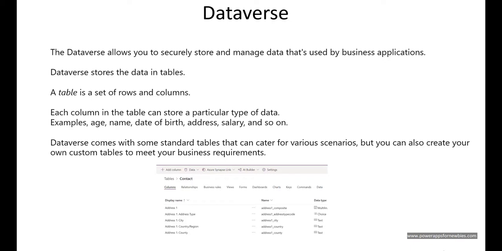Each column in the table can store a particular type of data. For example, you can store the age, the name, the date of birth, the address, the salary, and so on. And the Dataverse comes with some standard tables that can cater for various scenarios. But you can also create your own custom tables to meet your business requirements. So at the bottom here you can see the contact table, and that's one of the built-in tables that Dataverse gives you. So in there are a number of fields, columns, which might be suitable for your business requirements.